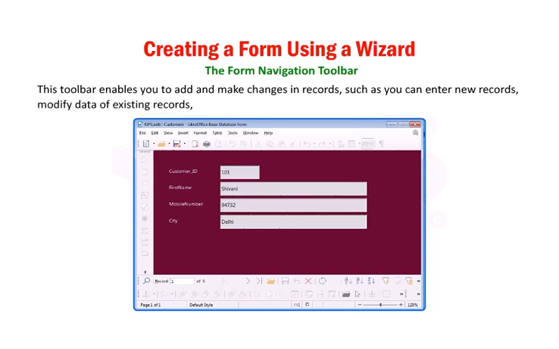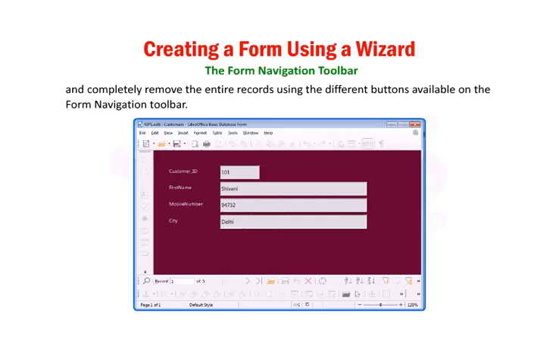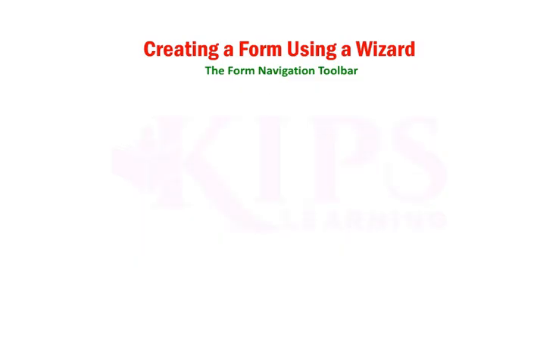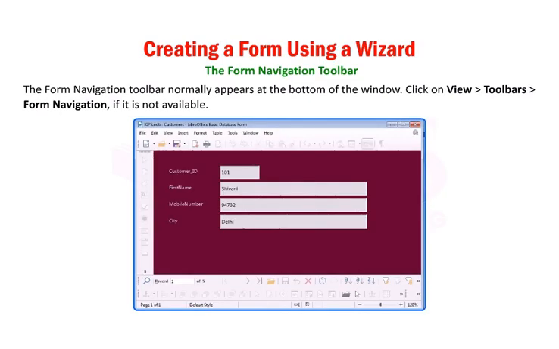This toolbar enables you to add and make changes in records, such as you can enter new records, modify data of existing records, and completely remove the entire records using the different buttons available on the Form Navigation toolbar. The Form Navigation toolbar normally appears at the bottom of the window. Click on View, then Toolbars, Form Navigation if it is not available.